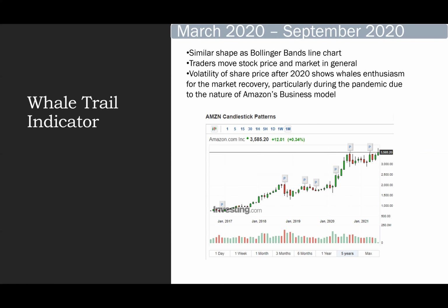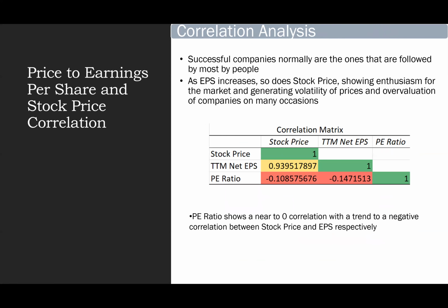Also, it's interesting to note that the shape of the traders' activity as they buy and sell, and the volume of their activities, is very similar to the Bollinger Bands movement of the stock price. So we can say that traders can highly manipulate the value of the market in general. Lastly, we need to understand what price to earnings and stock price say to us and how this is very important to understand.